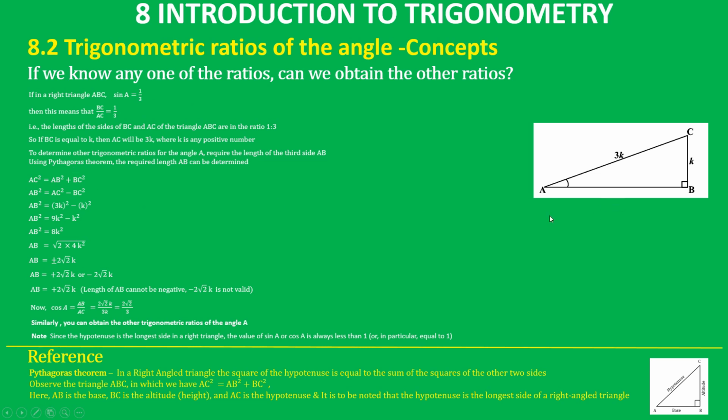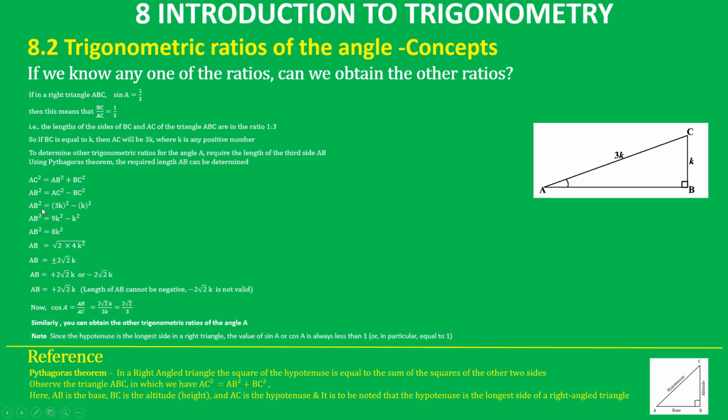Now, this is a right angle triangle, correct? In a right angle triangle, the square of the hypotenuse is equal to the sum of the squares of the other two sides. Which means AC square is equal to AB square plus BC square. That means we need AB, right? Then what we will do? Keep AB square here and send BC square to this side. Now AB square is equal to AC square minus BC square.